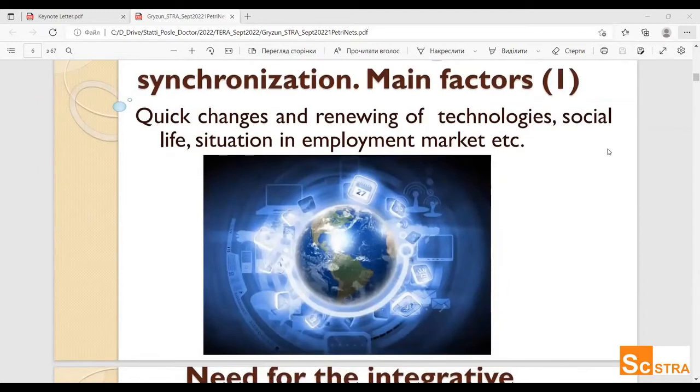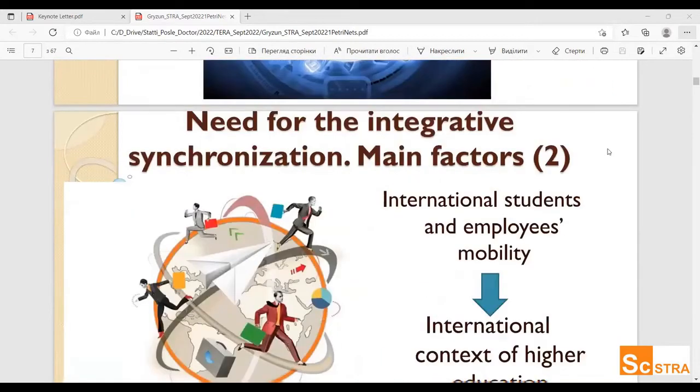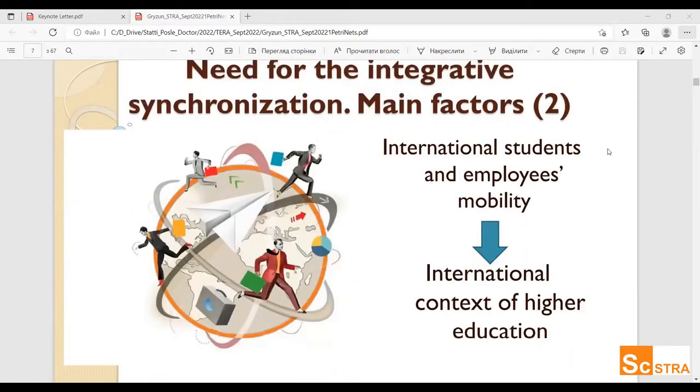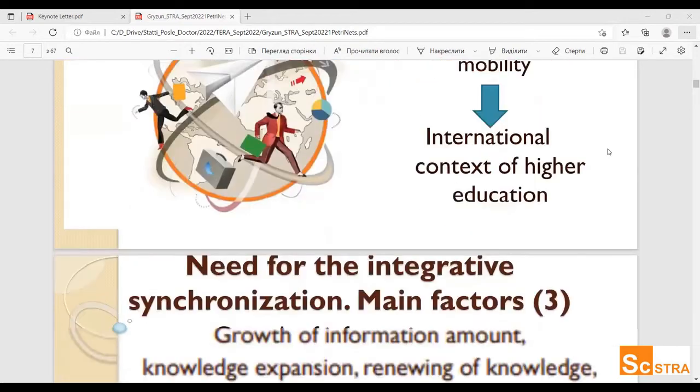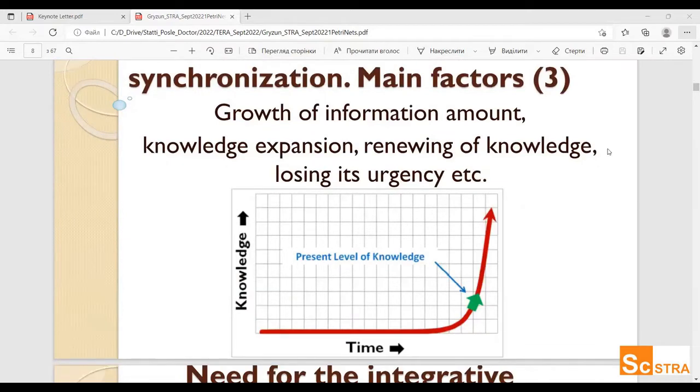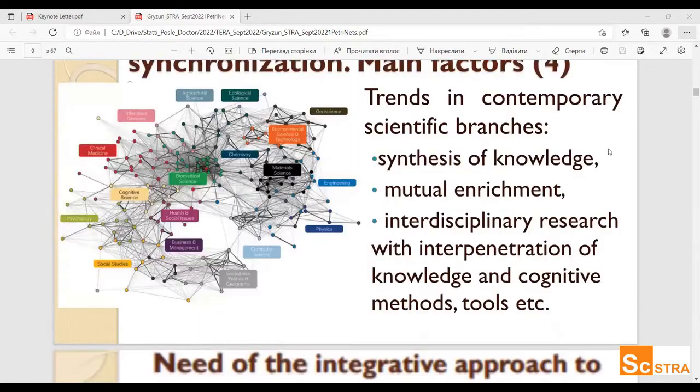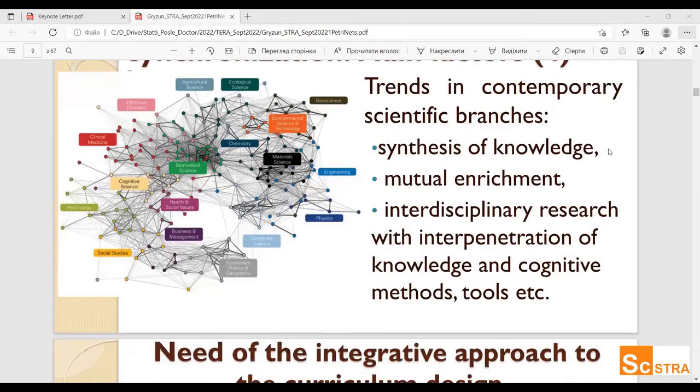In particular, among these factors are the quick changes and renewing of technologies, social life, situation, and employment market; the international students' and employees' mobility, which leads to the necessity of designing an international context of higher education; the growth of information amount, knowledge expansion, and renewing of knowledge, which loses its urgency very quickly; and definitely the trends of contemporary scientific branches, which are synthesis of knowledge, mutual enrichment, and interdisciplinary research with interpenetration of knowledge and cognitive method tools.